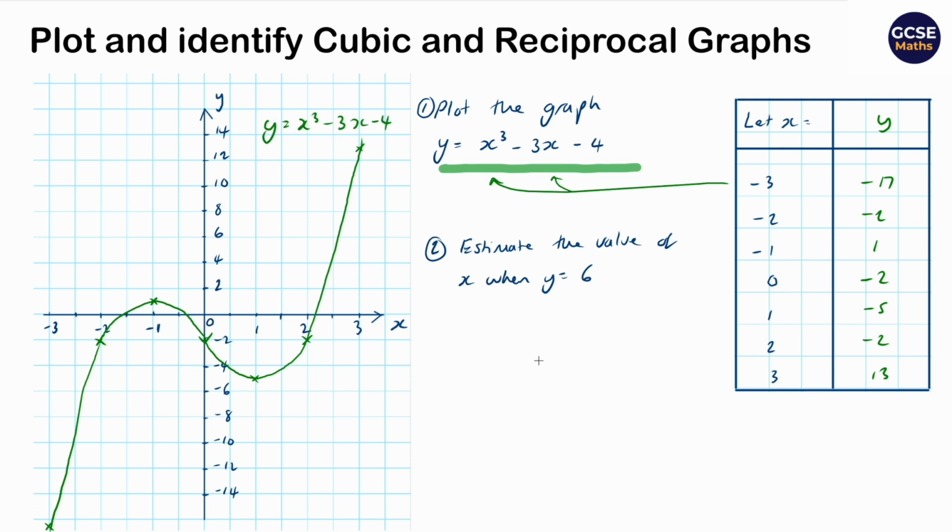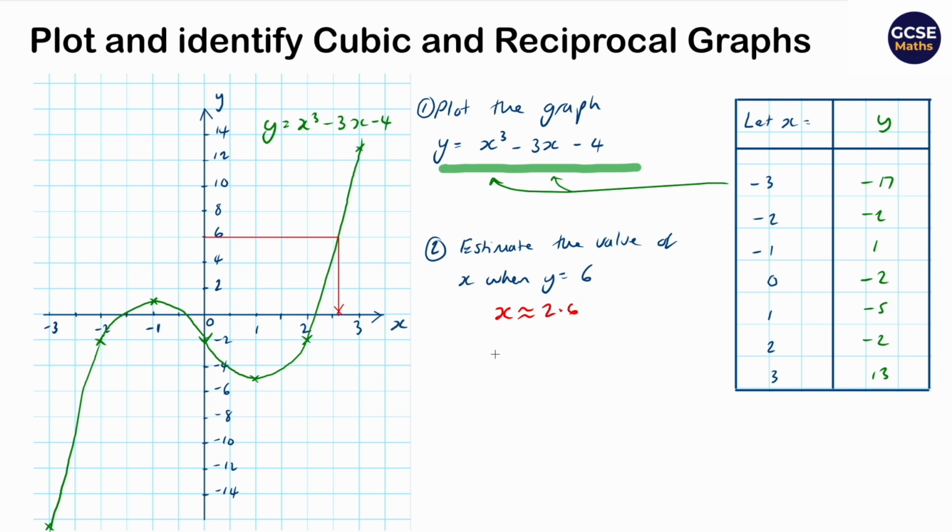Question 2, estimate the value of x when y is 6. So in this case we go to the value of y is 6 and we draw a line across until we actually hit the graph, and then we draw a perpendicular line down to the x-axis so we can see the value of x, and in this case here it looks like it's about 2.6. So we can say x is approximately equal to 2.6.